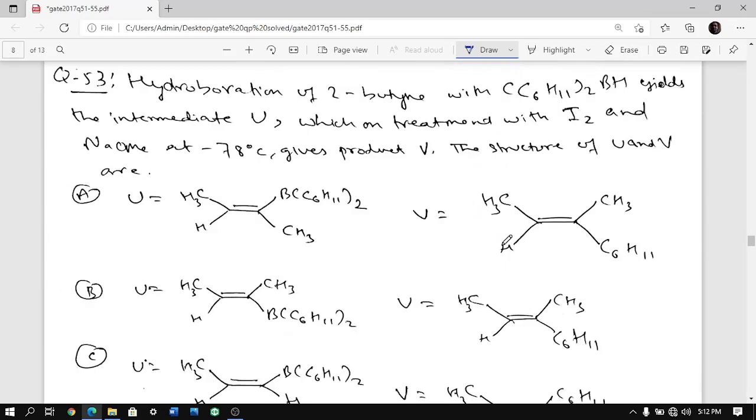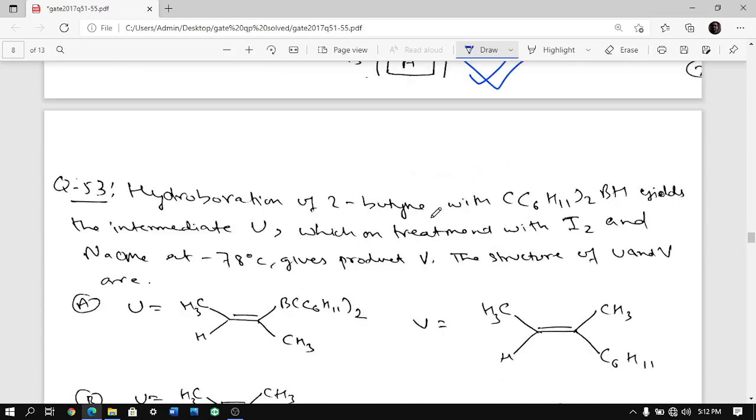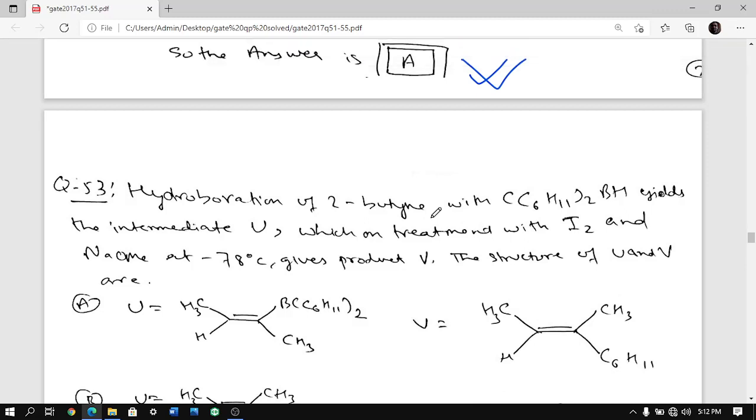Right. Next question. Hydroboration of 2-butene with diborane. Basically, it's one of the substituted diboranes, I think it is dicyclohexylborane or disiamylborane. It yields U, which on treatment with iodine and sodium methoxide, sodium methoxide is a powerful base, at minus 78 degrees Celsius gives V. The structures of U and V are.